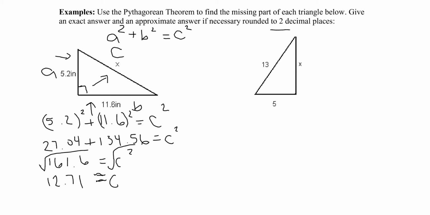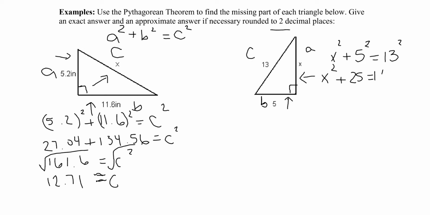Let's take a look at our second problem. This time, if you notice, here's my right angle. Here are my two legs, and here is my hypotenuse. We are missing a leg this time. So when we substitute our values into our formula, I'm going to have x squared, because I want to square a, which is x, plus 5 squared is equal to, and c this time is 13 squared. So I'll have x squared plus 25 equals 169.